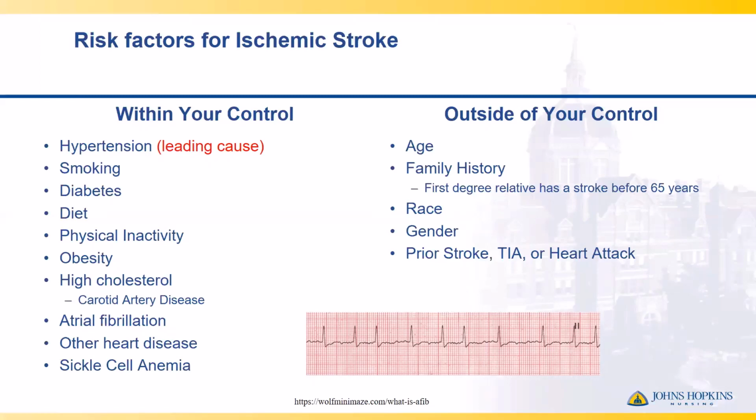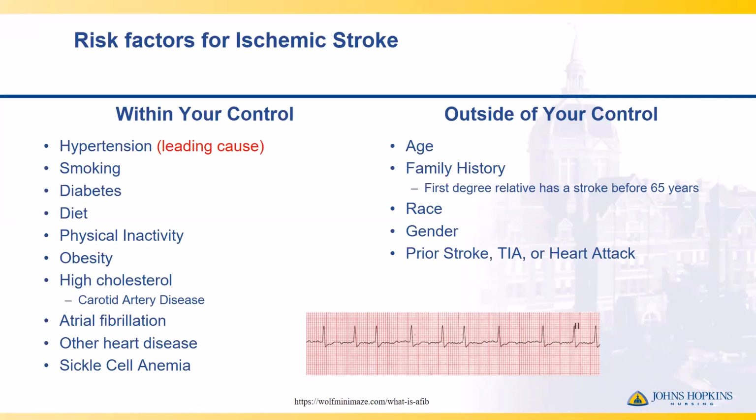What is outside of your control is your age, and we know that your chance of having a stroke approximately doubles for every decade of life after the age of 55. We know that while stroke is common among the elderly, we do have a lot of people under the age of 65 that also have strokes.